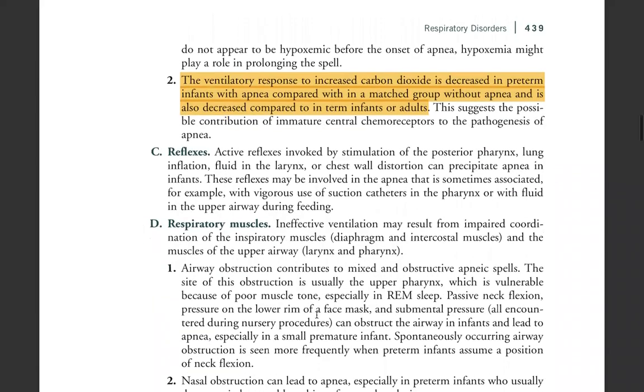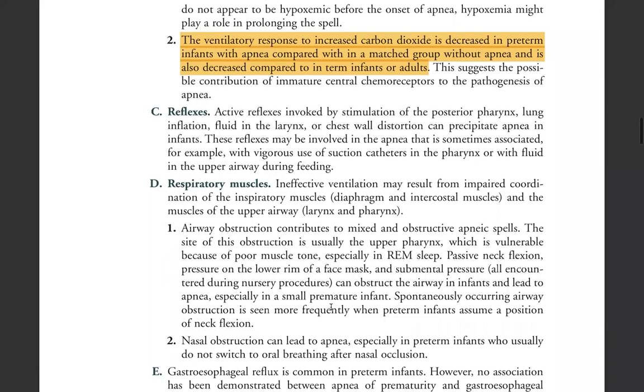And the respiratory muscles like the diaphragm and intercostal muscles will have impaired coordination. There will be no coordination. When the diaphragm contracts, the larynx and the pharynx should relax. So all these things are not very coordinated in preterms, especially in REM sleep. There will be poor muscle tone that may cause obstructive apneas.